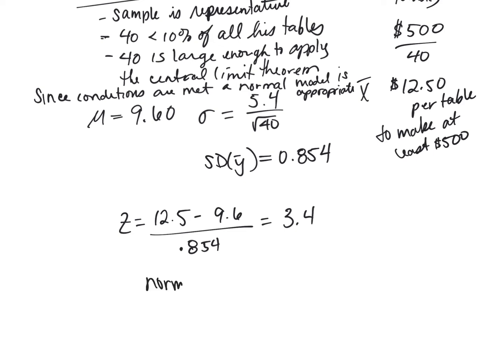Normal CDF. And is it negative 99 or is it positive 99? Positive, right? He needs to make at least $12.50 to make at least $500, right? So I want $12.50 or more to reach my goal of $500 in tips. So what's the probability that he makes at least that much? It's 3.4, 99. And that's in the second distribution menu.